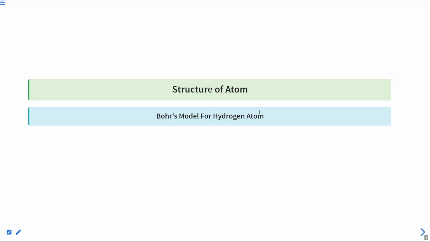Hello students, so let us start our today's class on structure of atom. If we think about the previous class, we have already started discussing the atomic model. So far we have reached the Rutherford model, right? We have seen at last that it has limitations.